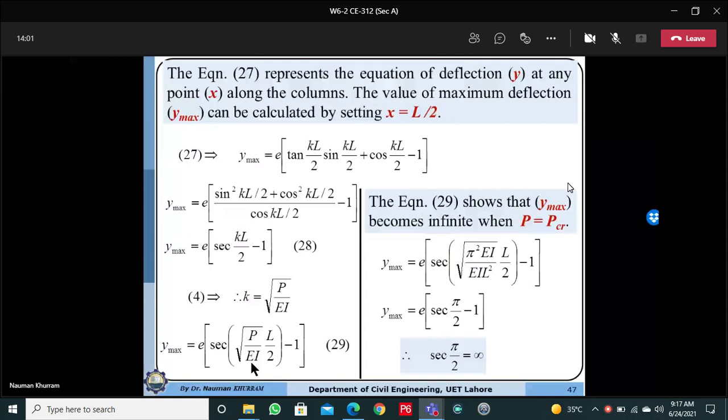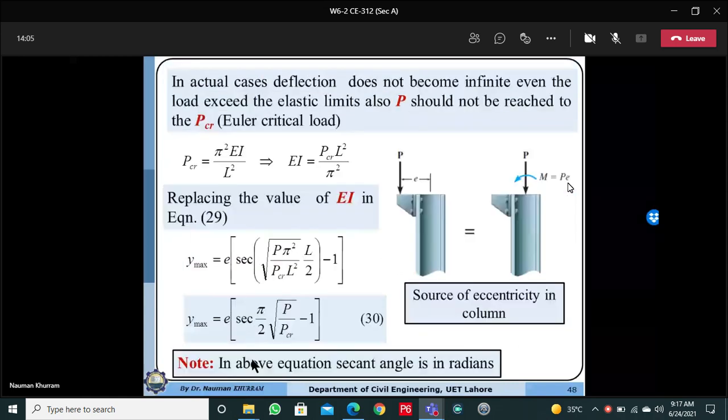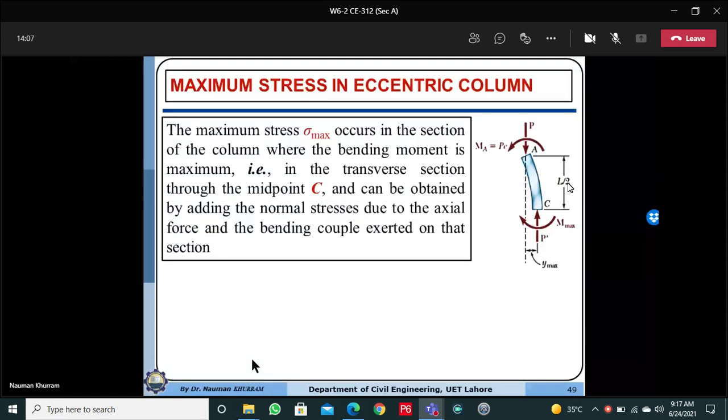And how we can compute the maximum stresses in an eccentric column. As I have told you, an eccentric column is subjected to axial forces along with bending moment. The bending moment occurs due to the eccentricity. So we shall have two types of stresses, axial stresses and bending stresses.